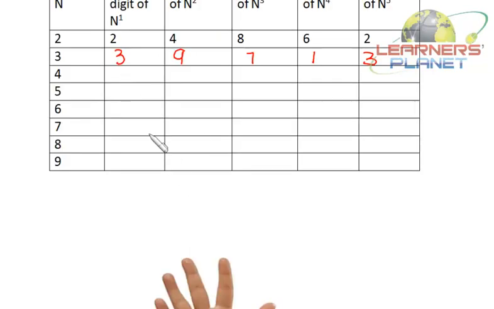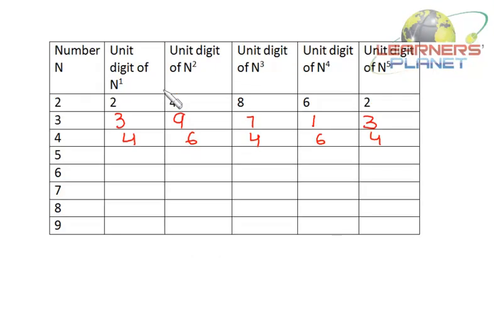It's 4 raised to 1 will end in 4. 4 square will end in 6. Then 6 4s are 24. 4 4s are 16. So we'll be getting 4 6 4 6 and so on. So I would repeat over here: if 4 is raised to an odd power, we'll be getting 4, and if 4 is raised to an even power, then we'll be getting 6.